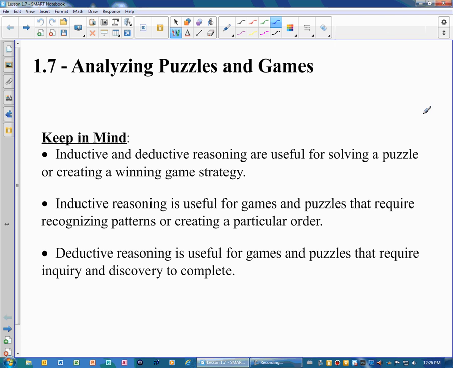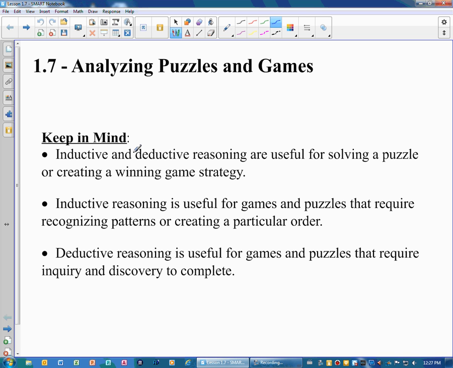Okay, so let's finish up chapter 1 with section 1.7, analyzing puzzles and games. And actually, this is one of the things that I find most enjoyable about math, the many things. But I like puzzles and I like games, and I like how math can help you use deduction to figure out some puzzles and games.